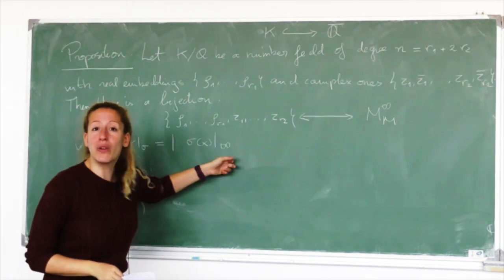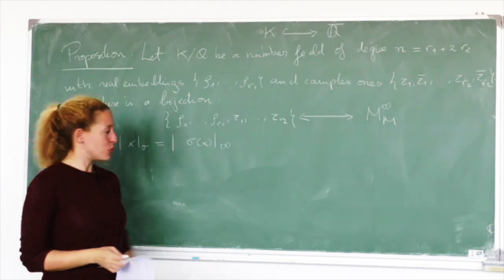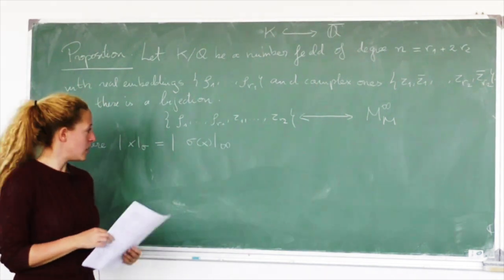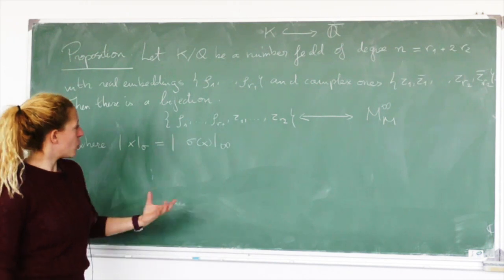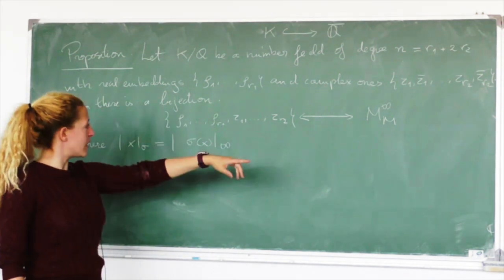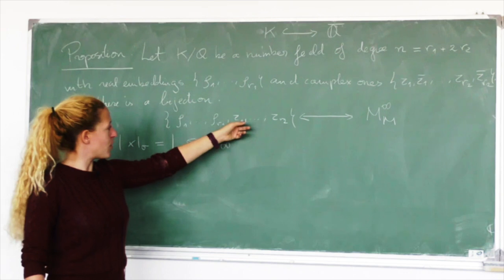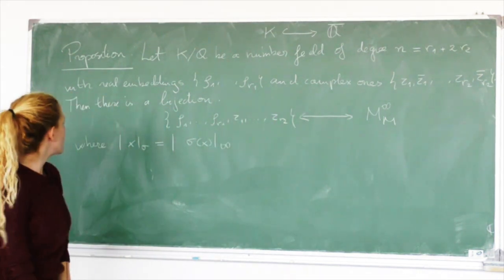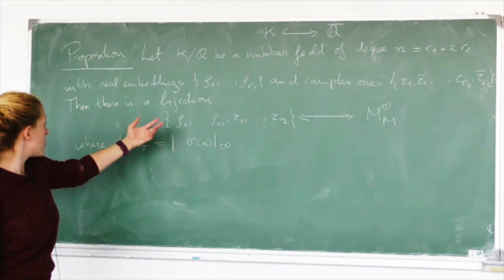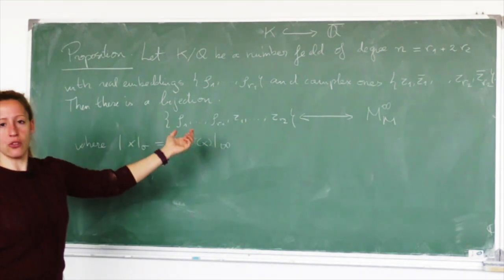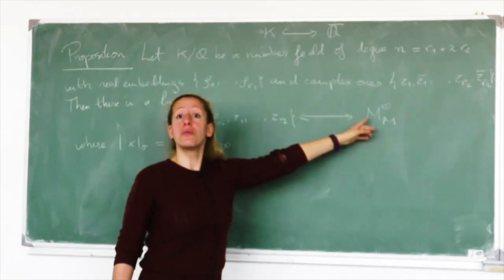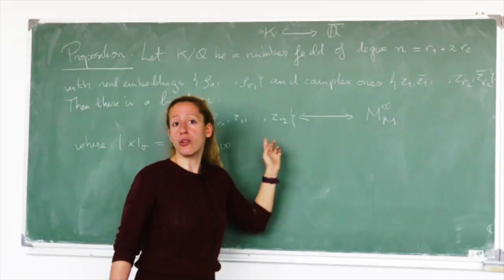So this is the Euclidean absolute value of sigma of x. So you define it in this way. Given such an embedding, you get a valuation by doing this. And actually, the claim of the proposition is stronger: all the Archimedean valuations are obtained in this way. They come from such an embedding.